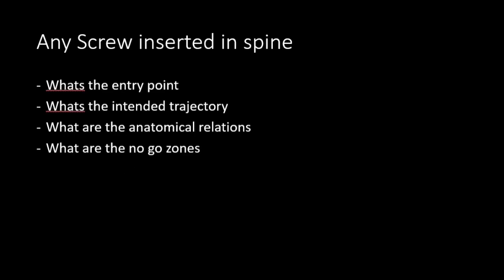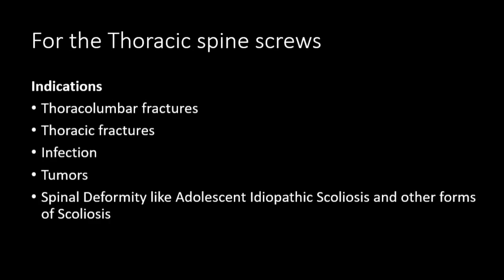So in this video also, we are going to do the same thing. Basically, what we are going to study is the entry point, the intended trajectory, the no-go zones, and the anatomical relations. Typically, thoracic pedicle screws are inserted for thoracolumbar fractures, thoracic fractures, infections, tumors, and spinal deformity like adolescent idiopathic scoliosis and other forms of scoliosis. So most spine surgeons are aware of the typical indications.